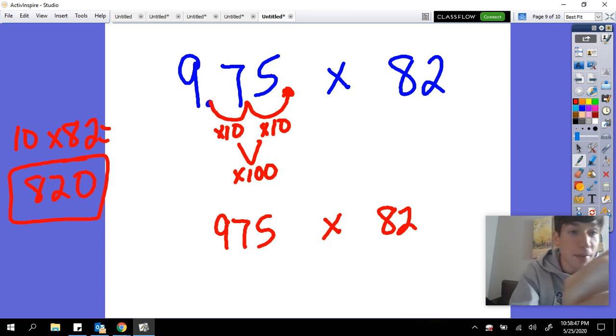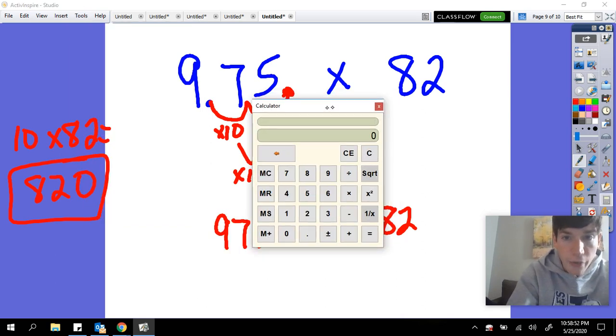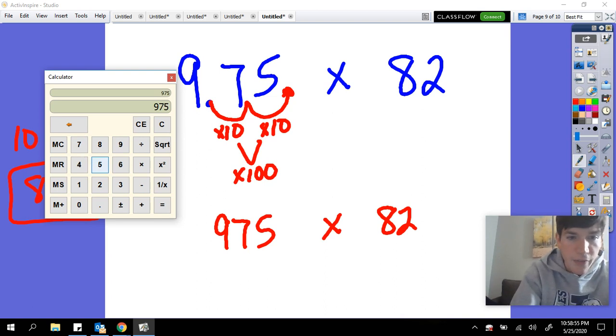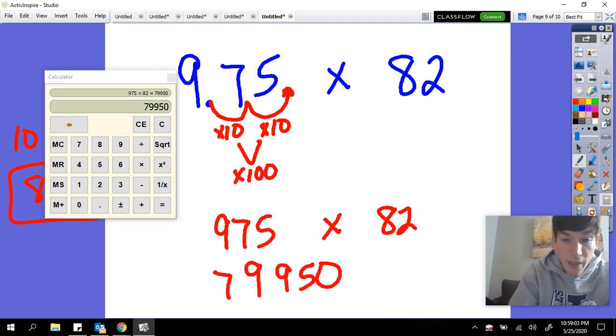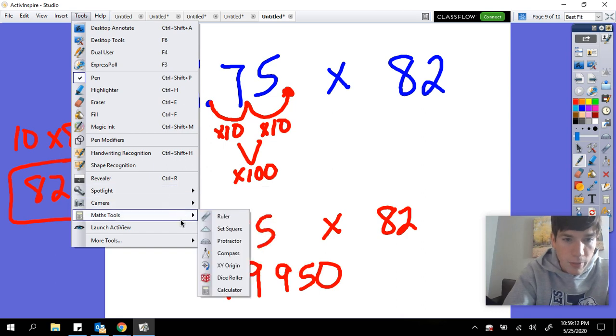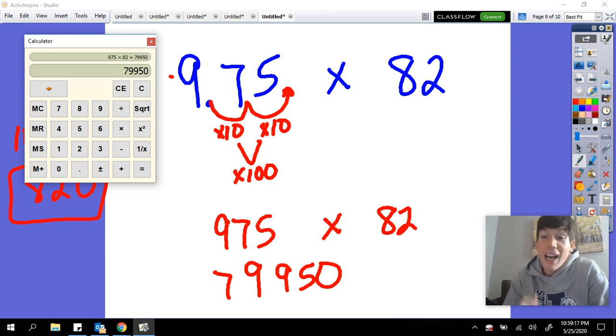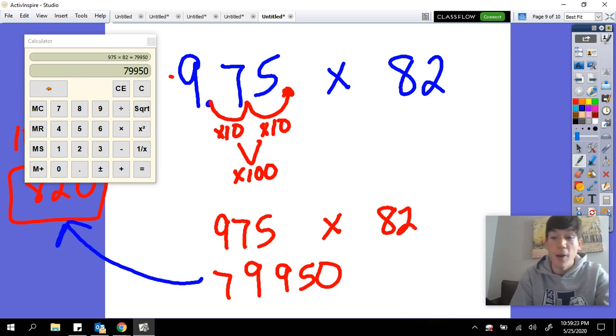Now, we'll use a calculator for this. If we simply take 975 times 82, we're going to get an answer of 79,950. Let me look at it one more time to make sure I put in the right number. 975, yeah, times 82. 79,950. Now, you're going to notice that this is not close to our estimate of 820. We said it's going to be about 820.